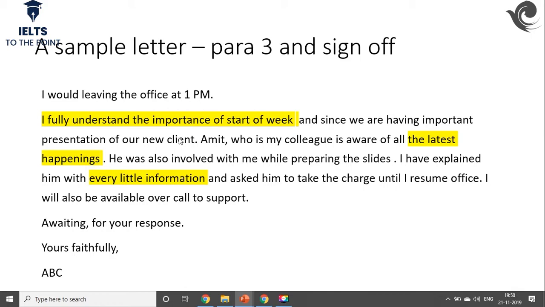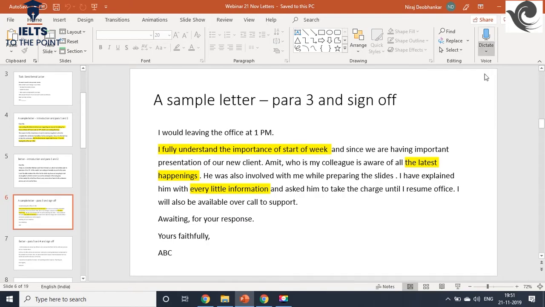All right. And the second part of the same sentence is, and since we are having important presentation of our new client, this is also an issue. Whenever you use since at the beginning of a sentence or clause, you must give since plus reason and the result. The result over here is absent. It is missing from this sentence, which is definitely a worrisome issue. All right, so this sentence is incorrect.